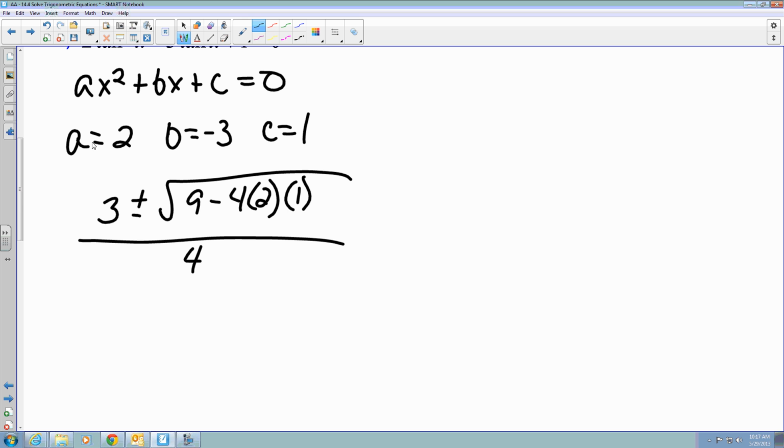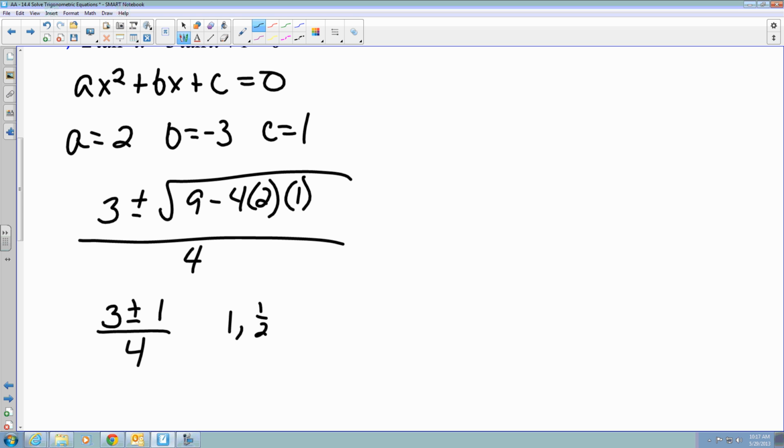So from here, I get 3 plus or minus, that's going to be 8 times 2 times 1, that gives me 8. 9 minus 8 is 1. The square root of 1 is 1. And I divide that by 4. So I'm going to get a value of 3 plus 1 is 4. 4 divided by 4 is 1. And then 3 minus 1 is 2. 2 divided by 4 is 1/2.